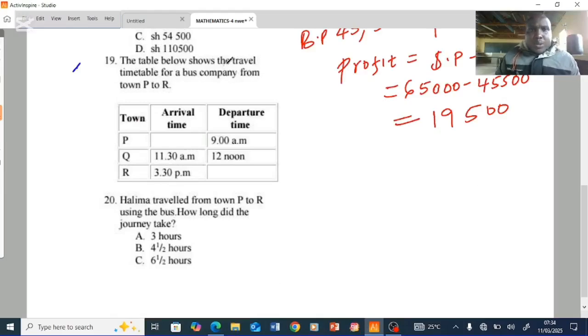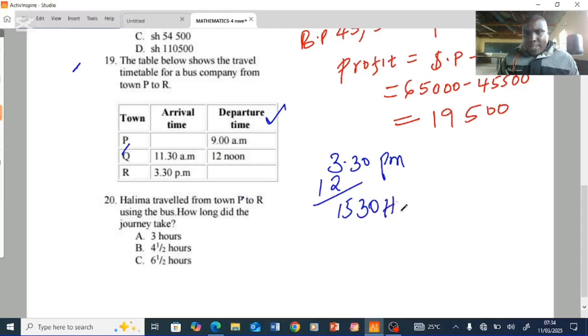The table below shows the travel timetable for a bus company from town P to R. Halima traveled from town P to R using a bus. How long did she take? So Halima started from P. To start means departure. Departure is the starting time. So she started at 9 a.m. and arrived, that is the arrival time, at 3:30 p.m. In 24 hours, you simply add 12 here. So that is 15:30 hours.